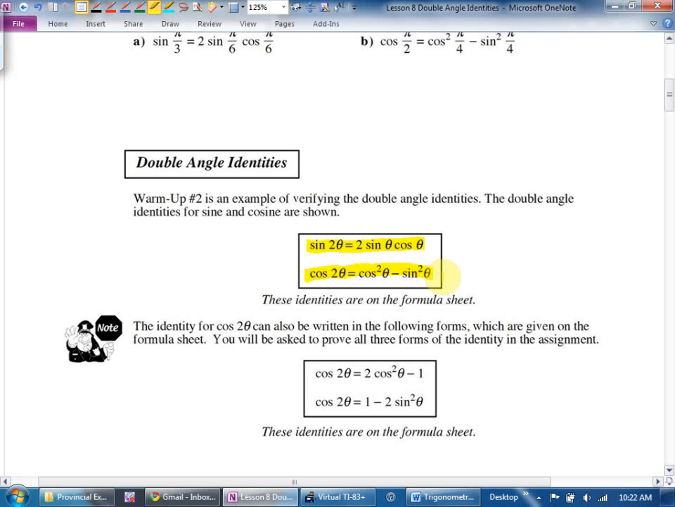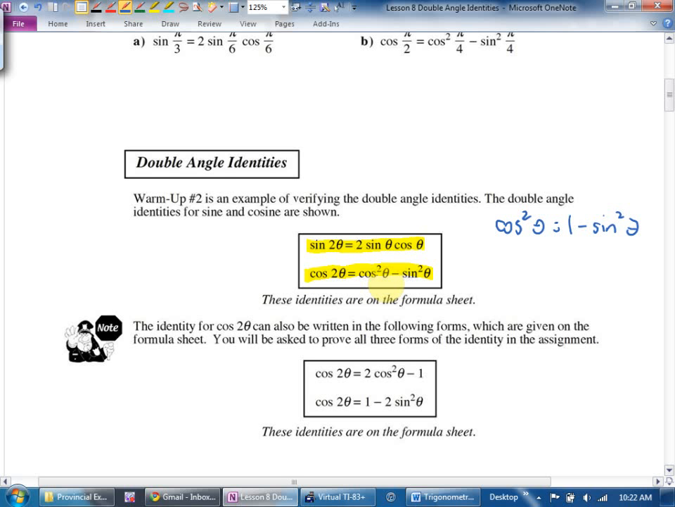It is. But do you notice that next to cos 2 theta, it doesn't just have one answer on your formula sheet? How many answers does it have? Go find cos 2 theta. How many possibilities are there for cos 2 theta, actually? 3. Okay. This is the original, but because cos squared equals 1 minus sine squared, if you plug that in right there, you'll get one identity with a 2 sine squared in it. It's 1 minus 2 sine squared.